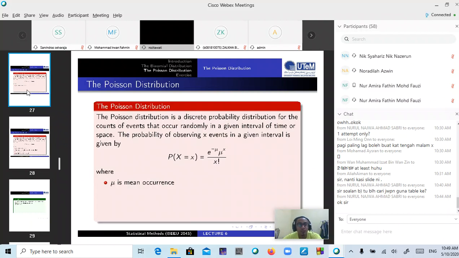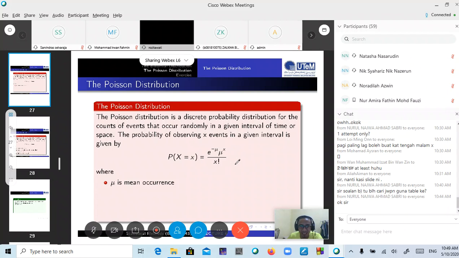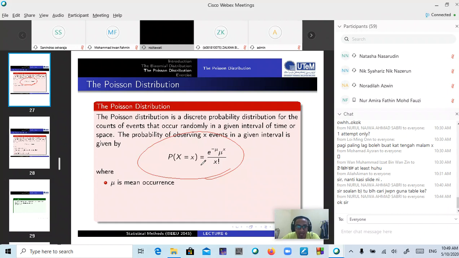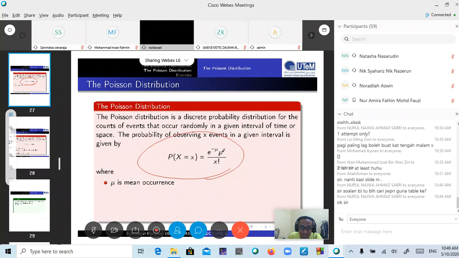Okay, what is Poisson distribution? Poisson distribution is a discrete probability distribution for the counts of events that occur randomly in a given interval of time or space. The probability of observing X events in a given interval is given by this one. Okay, the formula. Probability of X equal to X. You want to find for the X value. Exponent to the power of negative mu times by mu the power of X and divide by X factorial. Where mu is the mean.